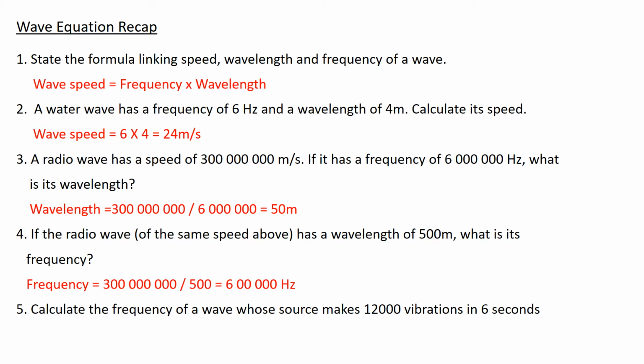Okay. And then last one, calculate the frequency of a wave whose source makes 12,000 vibrations in 6 seconds. And that is a frequency, a number of waves per second. So you do 12,000 divided by 6 equals 2,000 hertz.